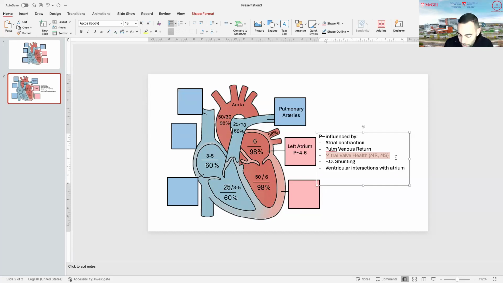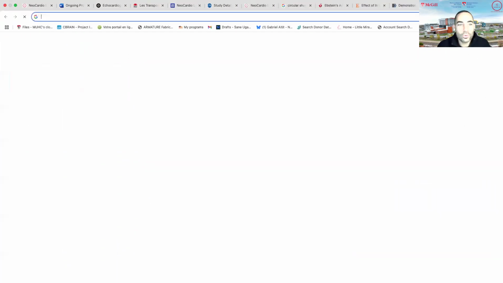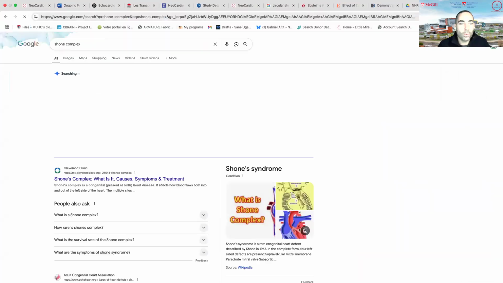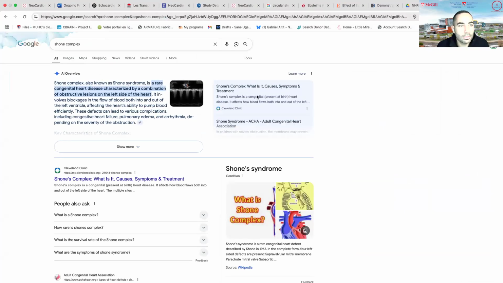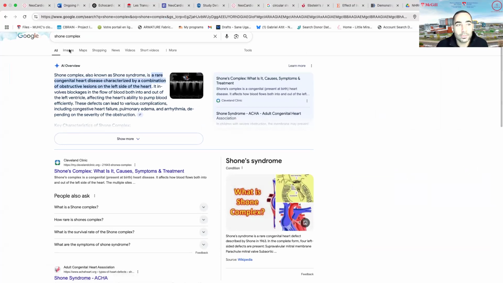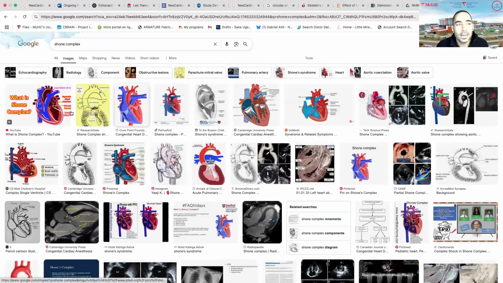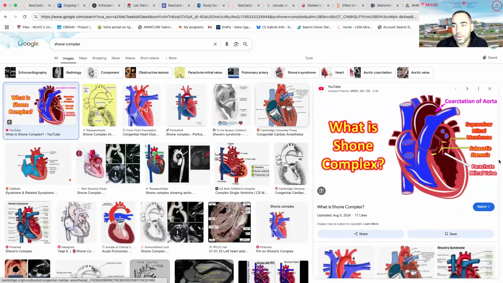So have you heard of Shone complex, Surya? You have? Perfect. So you should read about it just to be aware of what this entity is, Shone syndrome. It's typically a situation in which you have a smaller LV, a parachute mitral valve, and sometimes some degree of mitral stenosis. So it's really a condition of anomalies of the left-sided cavities. And it could mimic to some degree hypoplastic left heart syndrome in certain situations.